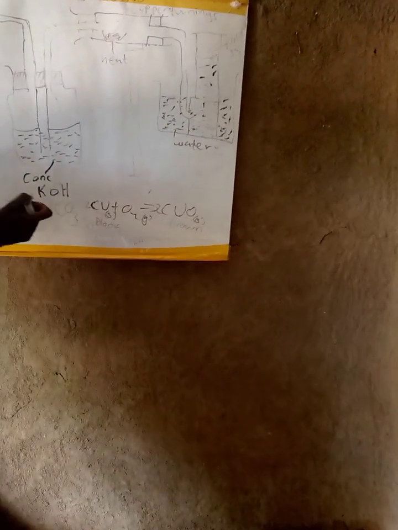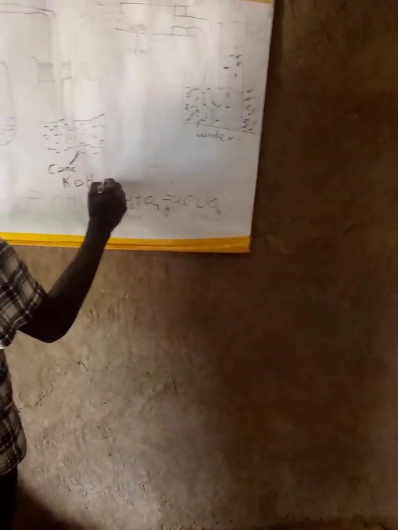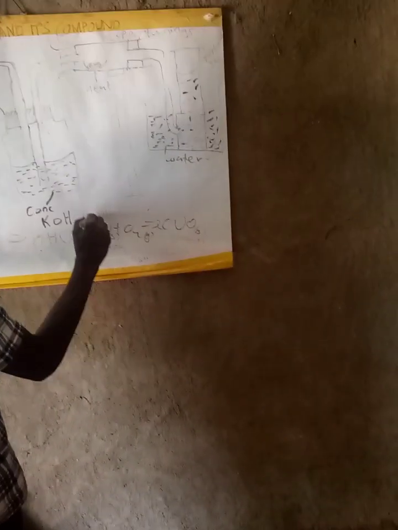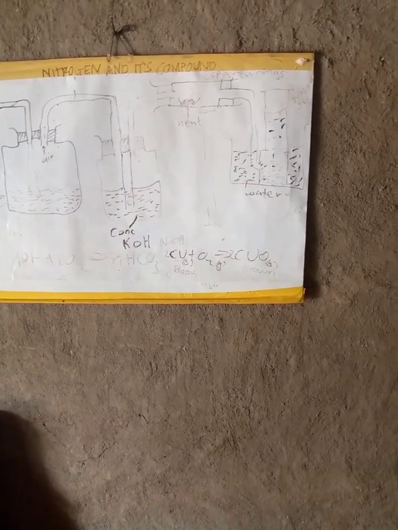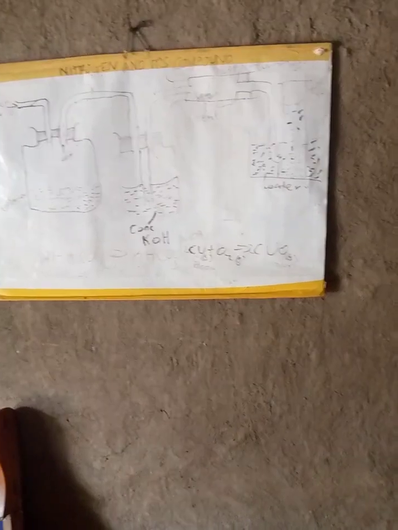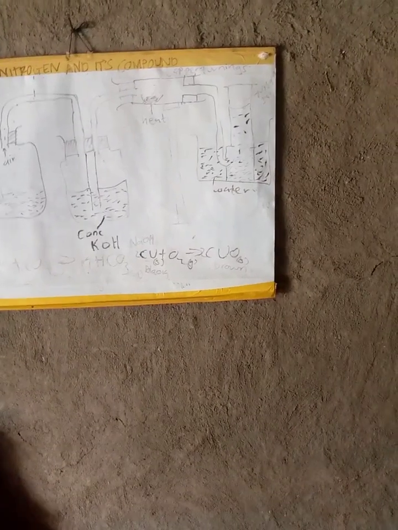Apart from concentrated potassium hydroxide, you can also use concentrated sodium hydroxide. The nitrogen obtained in this setup will contain some impurities.